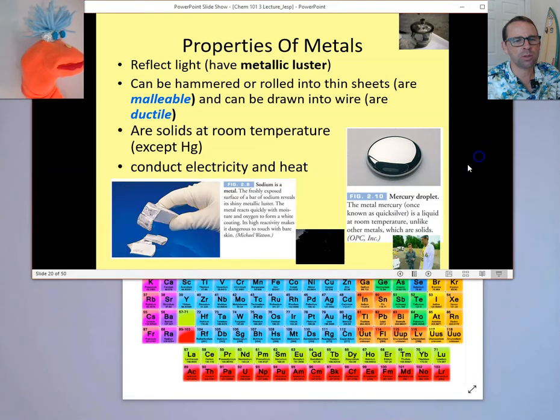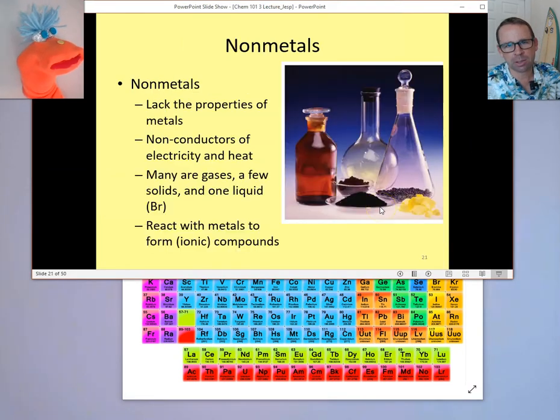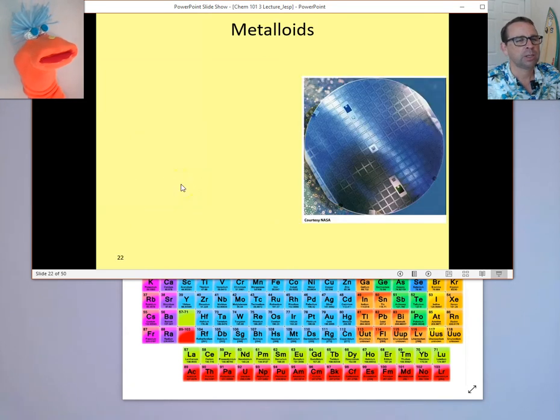now we're going to talk a little bit about our nonmetals. Nonmetals, not conductive, not shiny. They can be colorful, but they don't conduct electricity. Some are solid, many are gases. There's only one that's a liquid, and that's bromine. Okay? Nonmetals combine with metals to form ionic compounds.